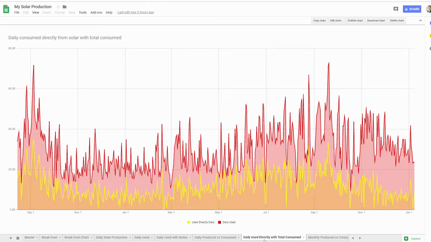Okay, so daily used directly with total consumed. Used directly, remember, is the amount of energy that I've consumed directly from the solar panels in the moment that it was produced from the sun. So that's this yellow. It just so happened that we had a sunny day while we were canning, and we were canning in the middle of the day. So we were able to consume pretty much all of the energy that the solar produced, plus we pulled from the grid, and that's what this huge spike is. And you can see with each of these days what that looks like.